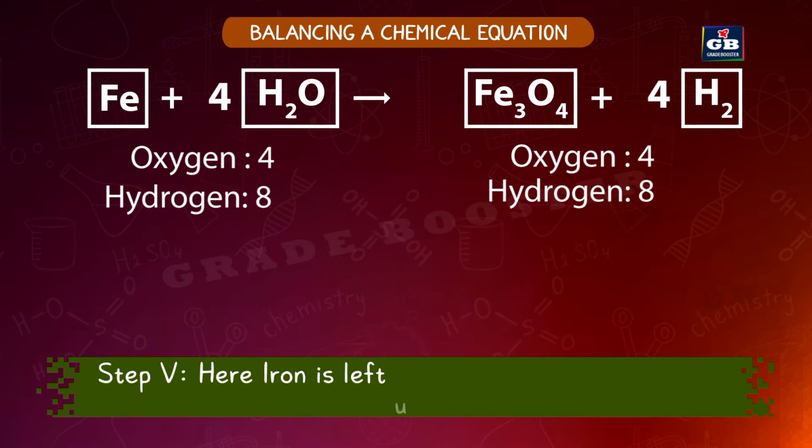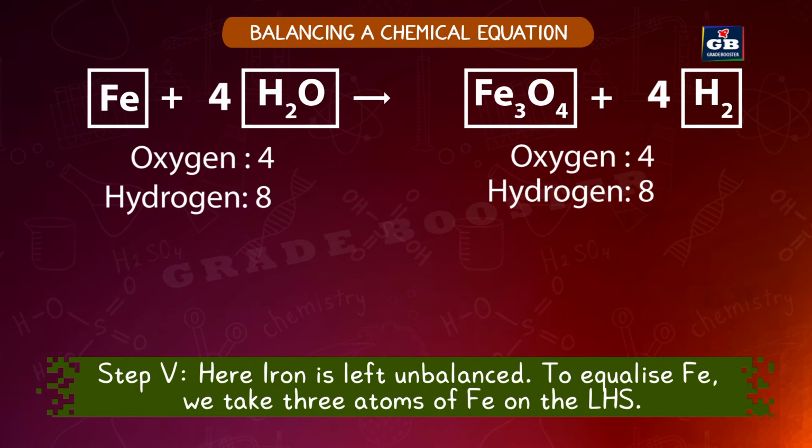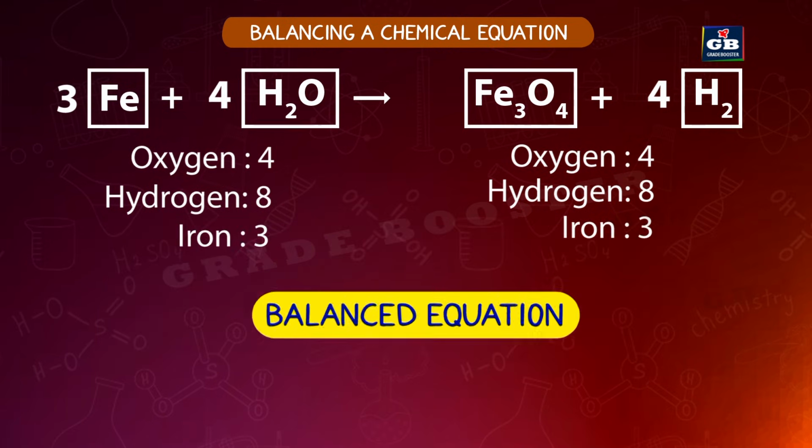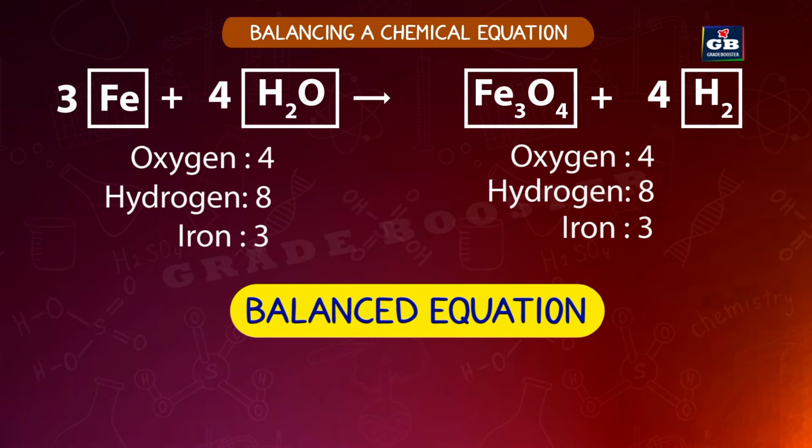Here iron is left unbalanced. To equalize iron, we take 3 atoms of Fe on the left hand side. Let's see. Atoms of iron initially in the reactants are only 1, whereas in the products 3, Fe3O4. So now in the reactants we are multiplying 1 with 3. That means we are adding 3 as a coefficient for Fe. Now it becomes 3Fe plus 4H2O gives rise to Fe3O4 plus 4H2. So now this is a balanced equation.